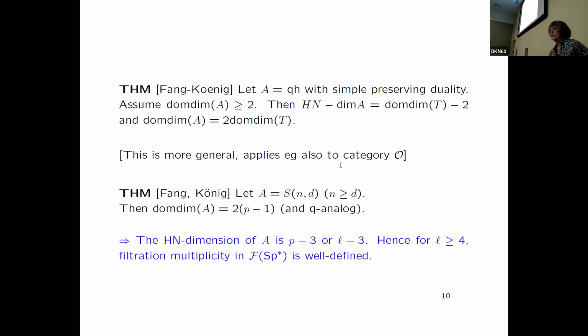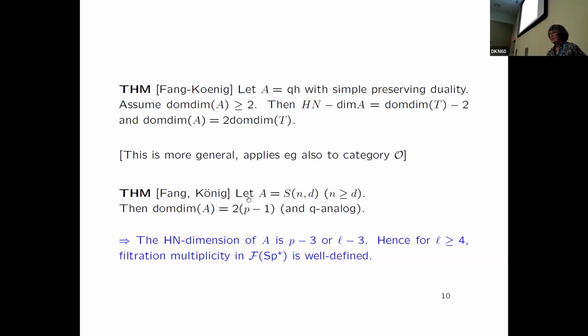okay, so then they show that the dominant dimension is twice the dominant dimension of T. You can also define that, and then they have this formula for the Hemmer-Nakano dimension of A. So you need the dominant dimension of T. T is this tilting module, and it should be bigger than 2, and you subtract 2. And right, and so then the question is, what are these dominant dimensions then?